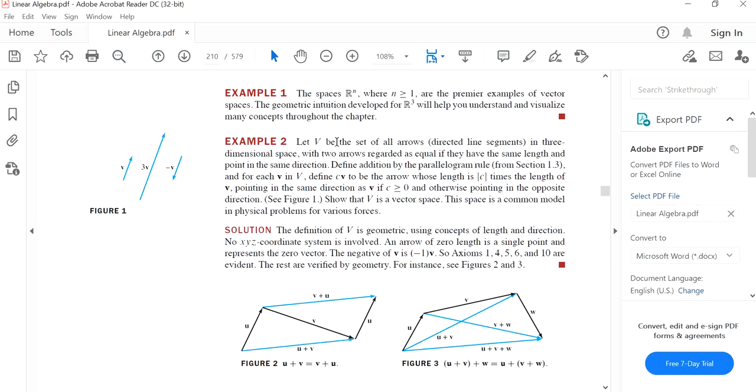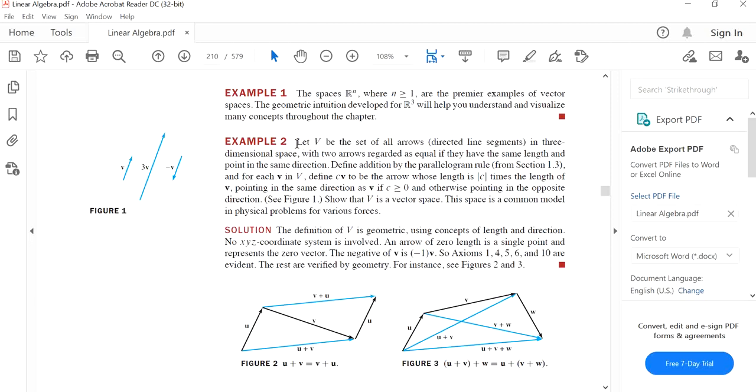So now for example 2, let V be the set of all arrows, here meaning directed line segments, in three-dimensional space, with two arrows regarded as equal if they have the same length and point in the same direction. And if we define the addition by the parallelogram rule, which was there in the book in this section, but you must be knowing the parallelogram rule for addition of vectors. And for each v in V, define cv to be an arrow whose length is |c| times the length of the vector v, pointing in the same direction if c is positive and otherwise pointing in the opposite direction. Show that V is a vector space.